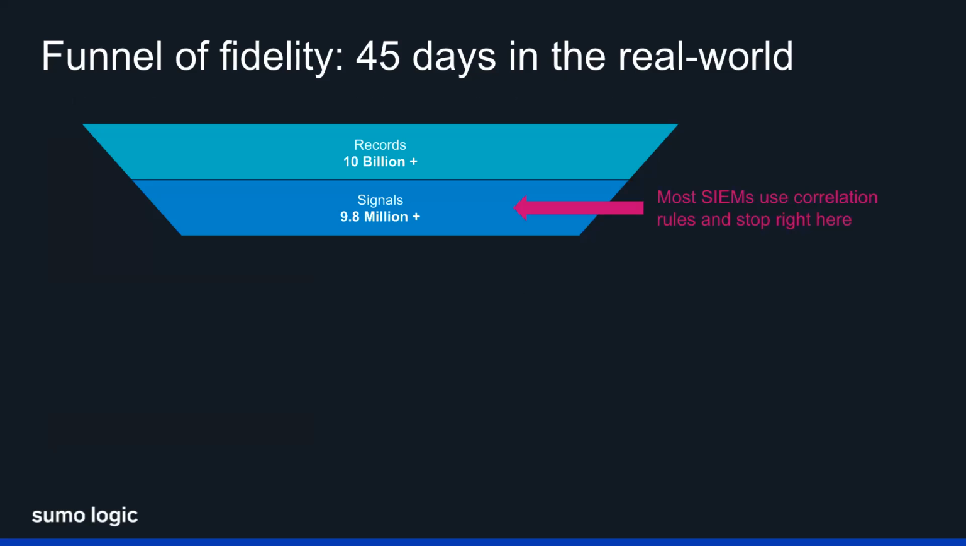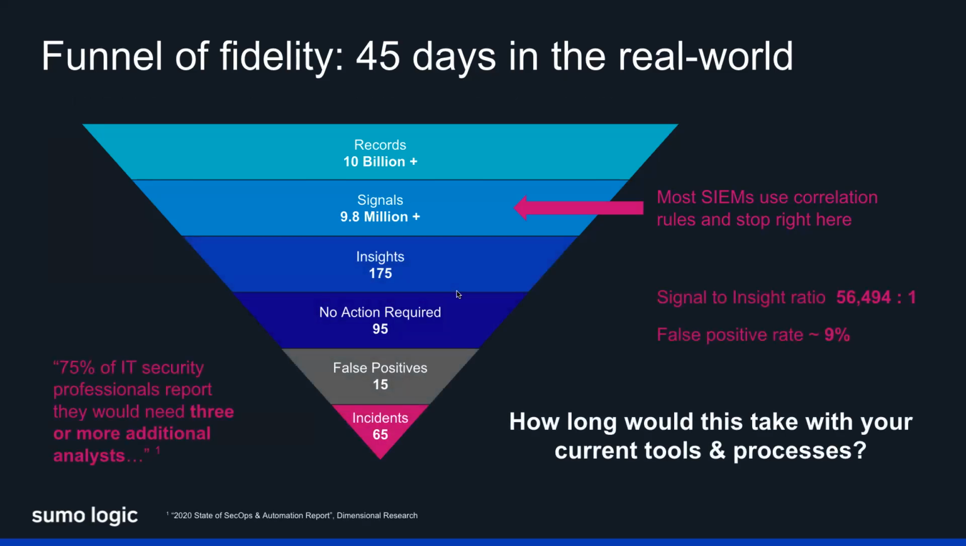This is a place where most of the SIEM stocks use correlation rules, and then they generate the signals. But after that, the analyst is left on his own. So this is a place where the Sumo Logic Cloud SIEM solution uniquely provides real automation of security analyst workflow. Our insight engine uses adaptive clustering algorithm as a heuristic-based artificial intelligence system.